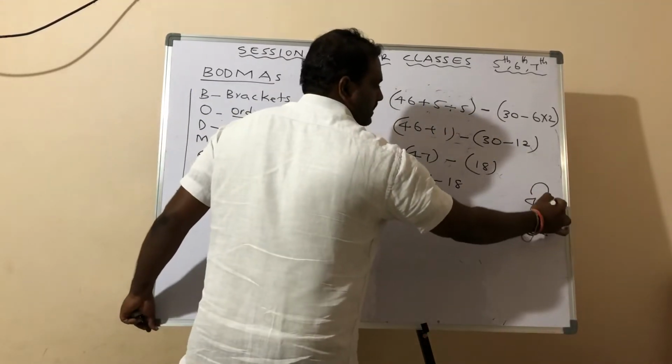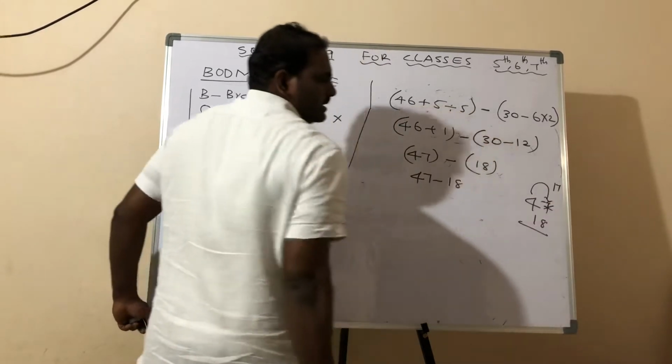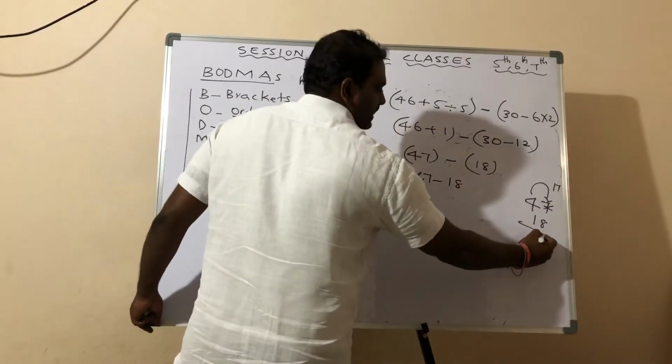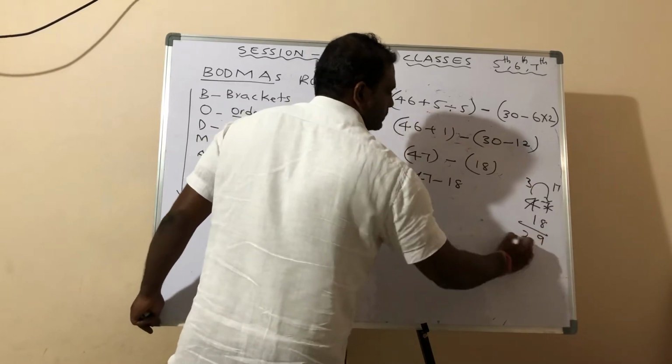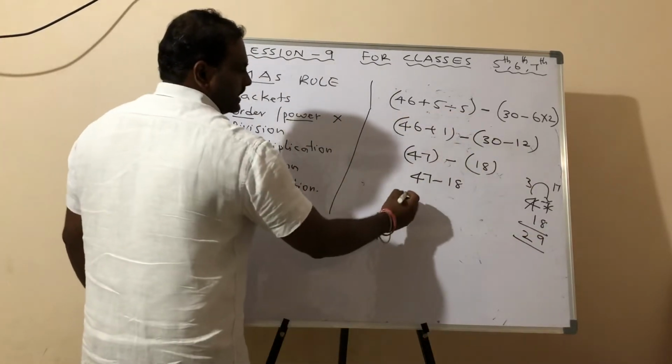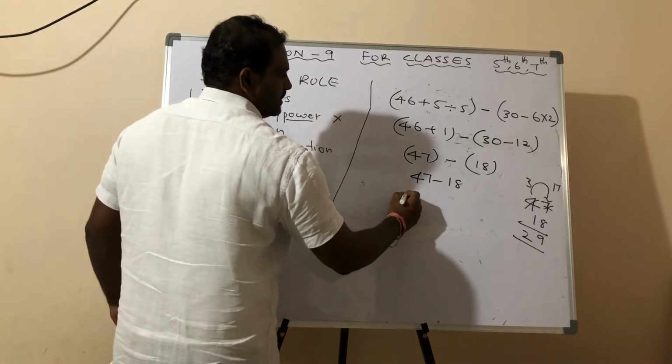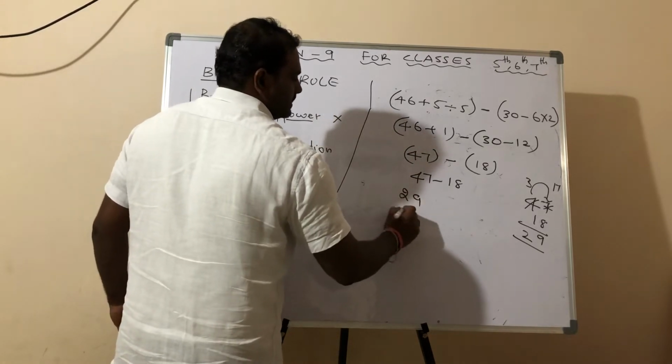I am borrowing it. So it will become 17. 17 minus 8, I think it is 9. And this will be 3. 3 minus 1, it is 2. So what is the answer? It is 29. 29 is the answer.